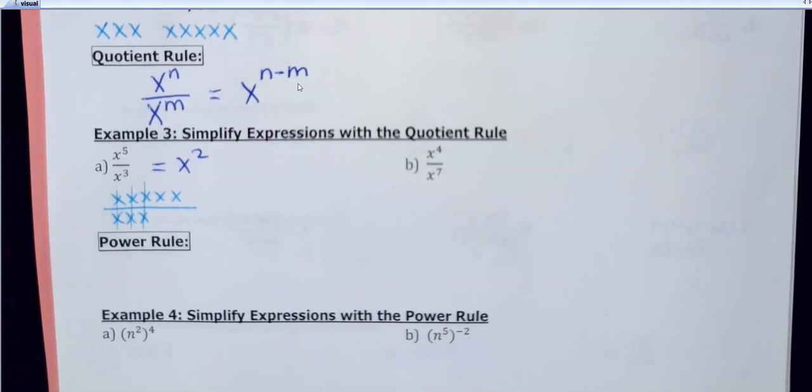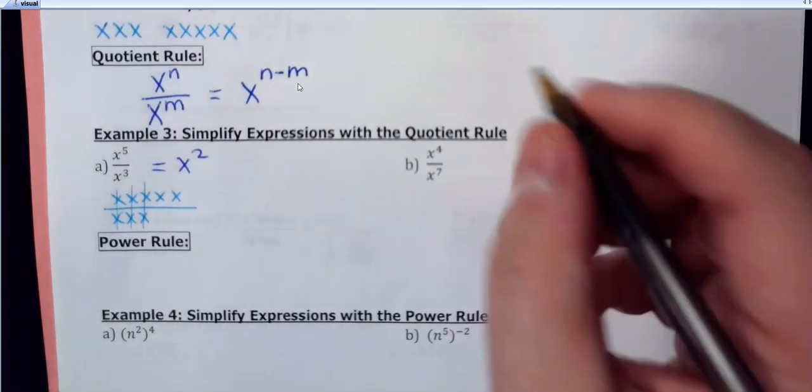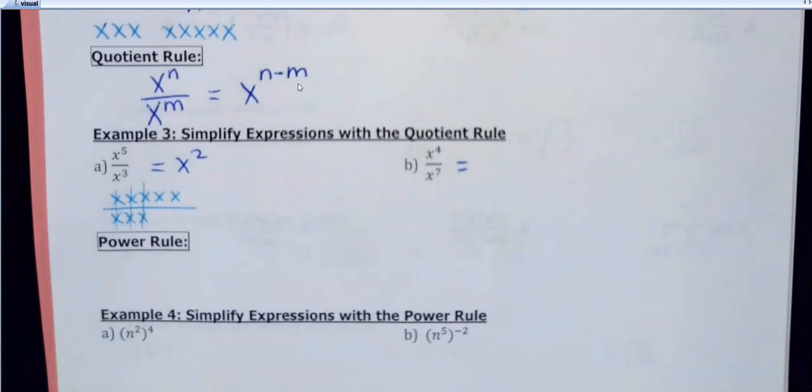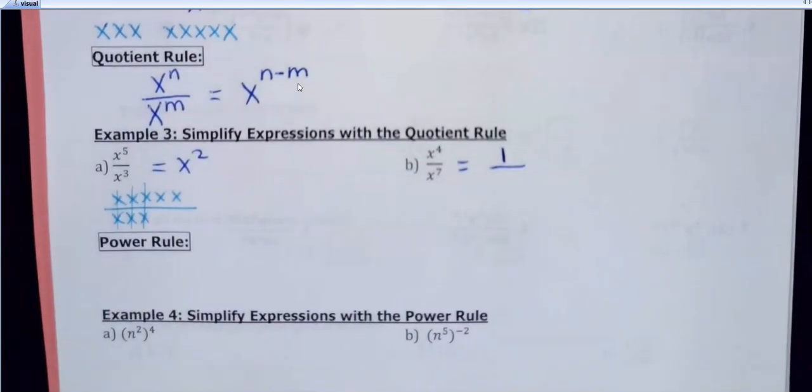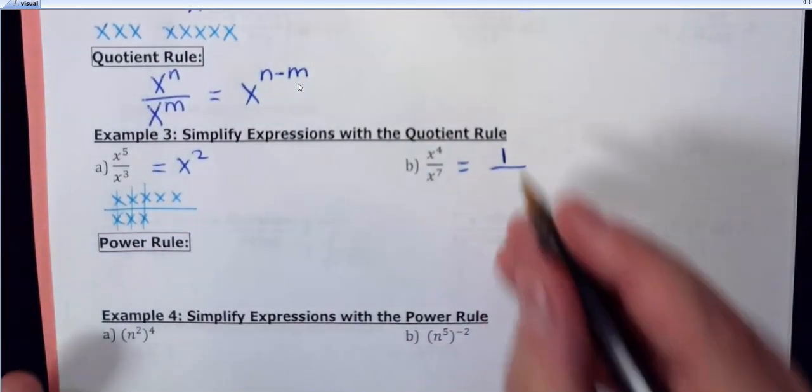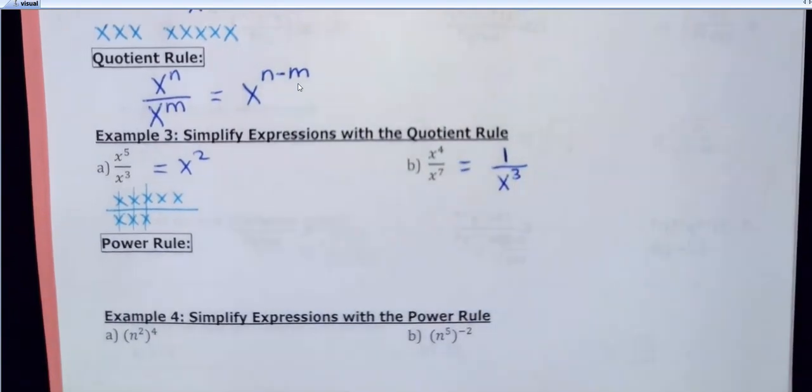All right, now, if I look at the other one, I've got x to the 4th over x to the 7th. If I asked you that same question, where do I have more x's, the top or the bottom? What would you tell me for x to the 4th over x to the 7th? Bottom. How many more? 3 more. All right, so you can't just leave the top with nothing. So it exists, so just leave a 1 on the top. You have 3 more in the bottom, so you'd have x to the 3rd.